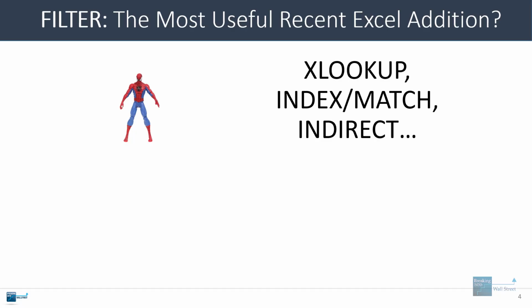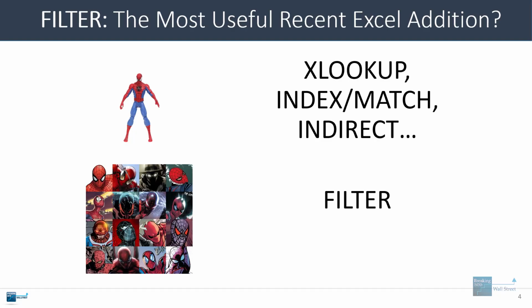The way I think about it is that functions like XLOOKUP, index match, and indirect are sort of like Spider-Man. They're very good at jumping around and finding individual results in ranges of cells. But filter is sort of like when Spider-Man enters the multiverse, and now you have multiple Spider-Mans going all over and retrieving multiple values or multiple records for you in the data.